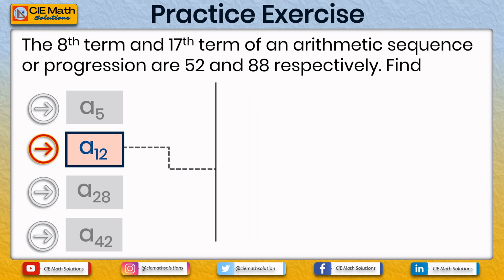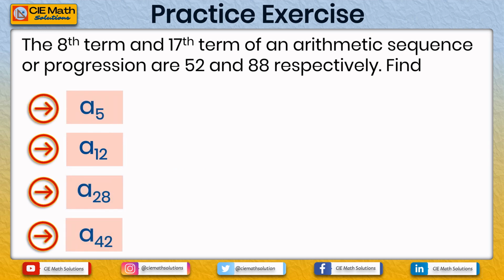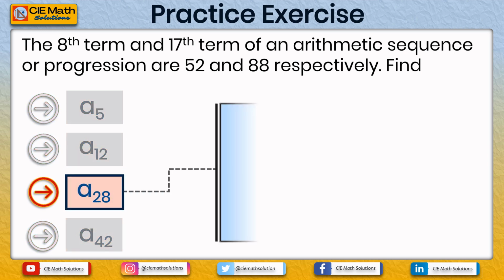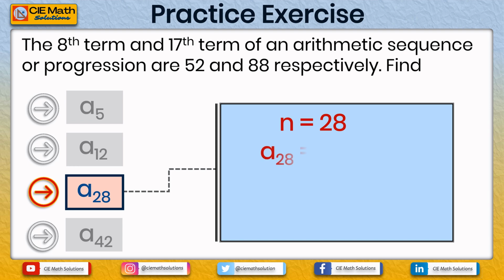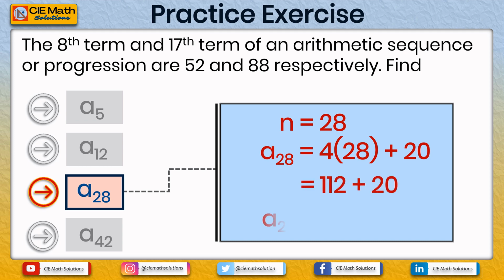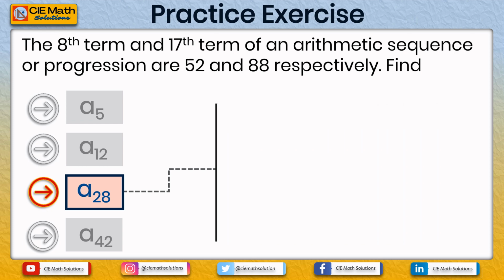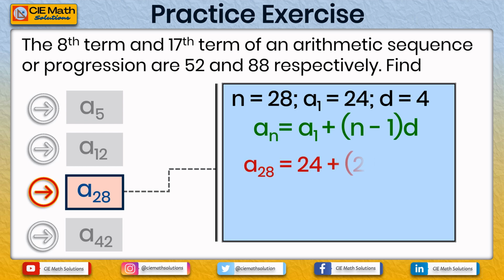The third term is A28, or the 28th term. We will then have A28 is equal to 4 times 28 plus 20. That is equal to 112 plus 20, which will give us 132. Verifying this with the second method, we will then have A28 is equal to 24, which is the first term, plus 28 minus 1 times 4, which will give us the value of 132.